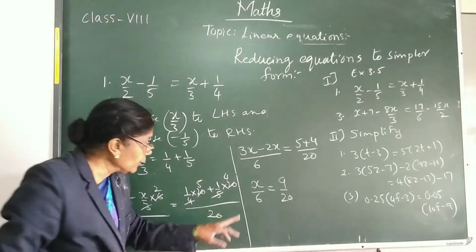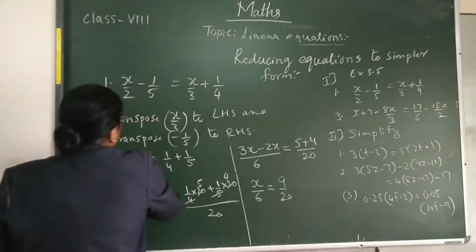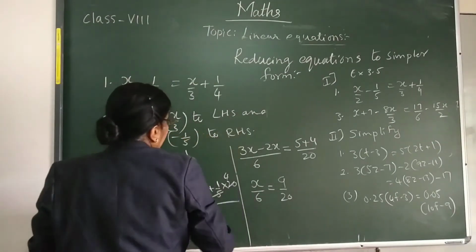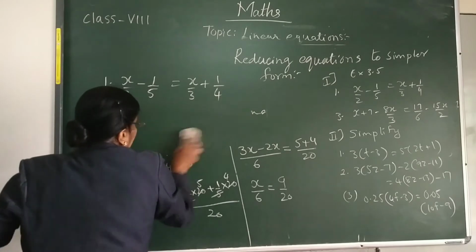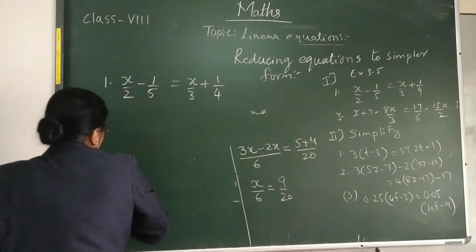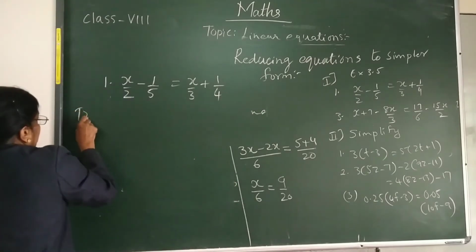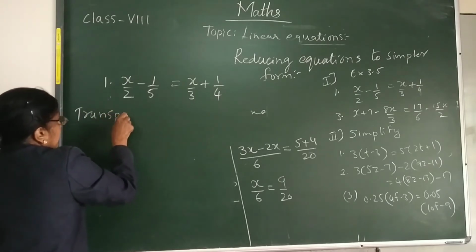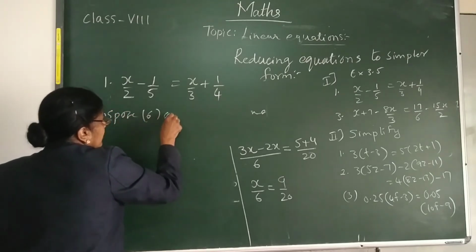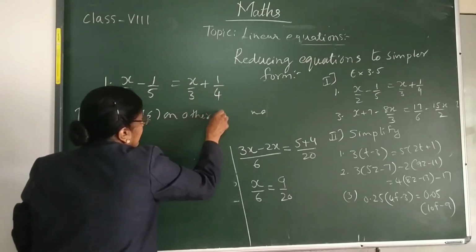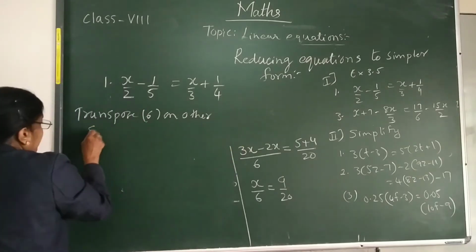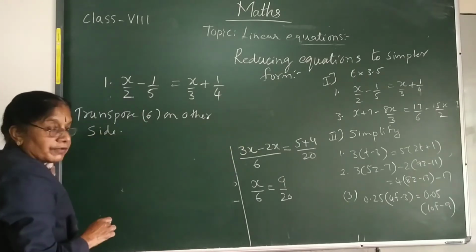So we are going to take 6, which is in the denominator, and transpose it. So what are we going to transpose? 6. Transpose 6 to the other side. What do we get when we transpose 6 to the other side?